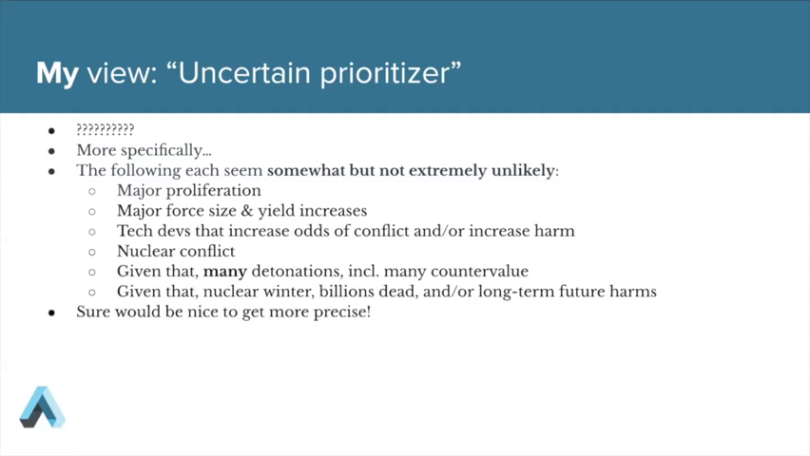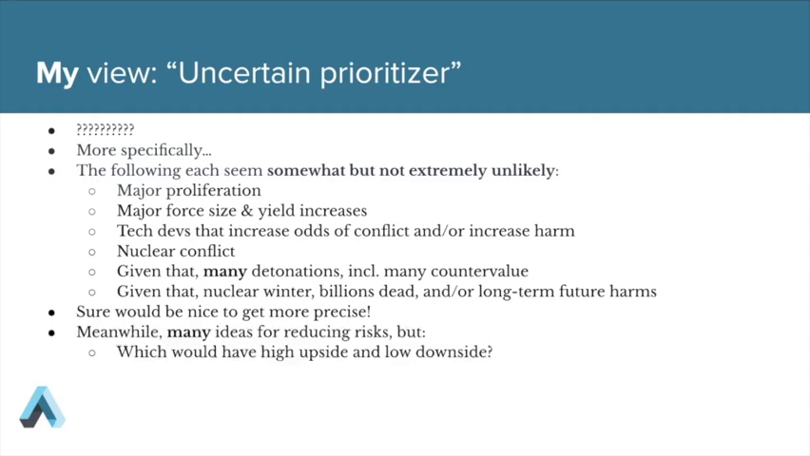So it sure would be nice to get more precise on all of that. Somewhat, but not extremely unlikely sounds something like somewhere between 1 in 10,000 and 1 in 2, which is a very, very big range. And where it is within that massive range matters a lot for a lot of decisions. And it is hard to get more answers on that range, which will lead to the forecasting and the research I'm doing. Meanwhile, that's all about how big the risk is.